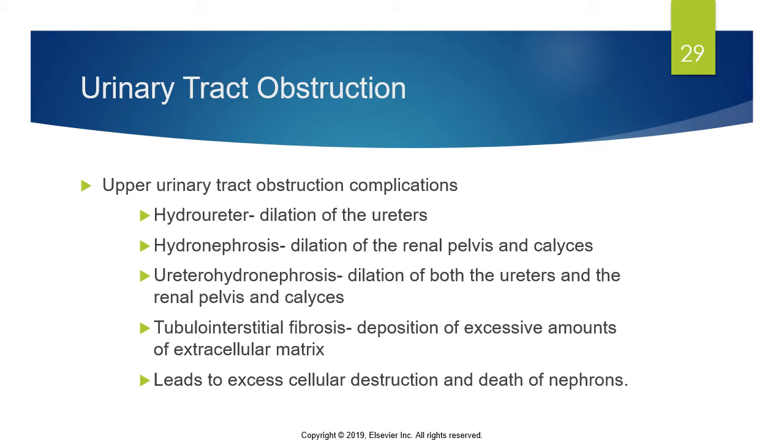These are some complications of upper urinary tract obstruction. For example, in a kidney stone, you can have a hydroureter, where there's dilation of the ureters; hydronephrosis, where there's dilation of the renal pelvises and the calyces; ureterohydronephrosis, which is dilation of both the ureters and the renal pelvis and calyces. You can have tubulointerstitial fibrosis, where there's deposition of excessive amounts of extracellular material. And all of these can lead to excess cellular destruction and death of the nephrons.